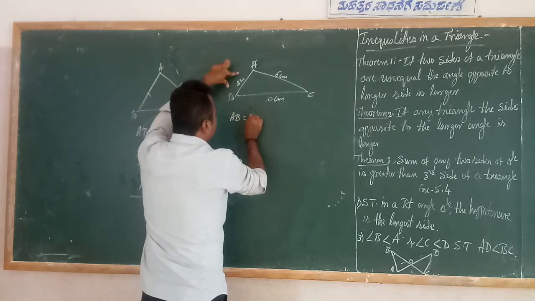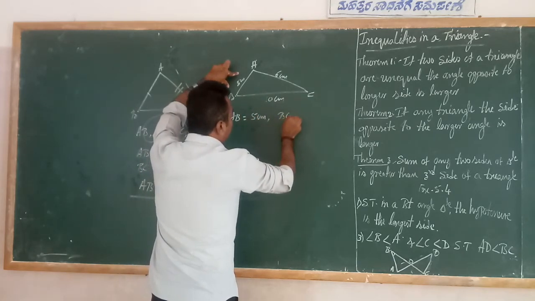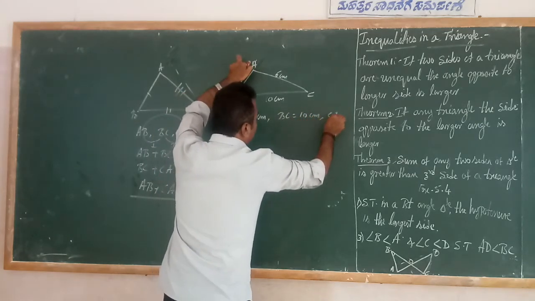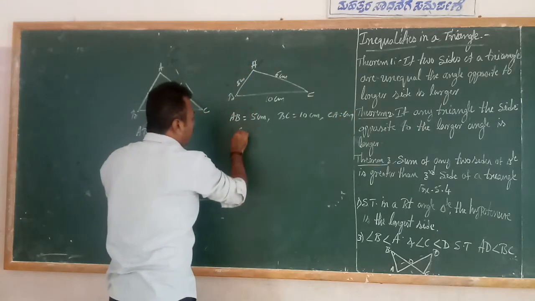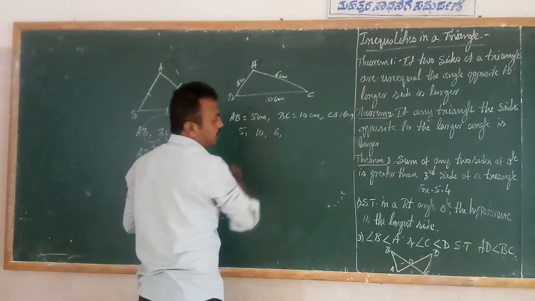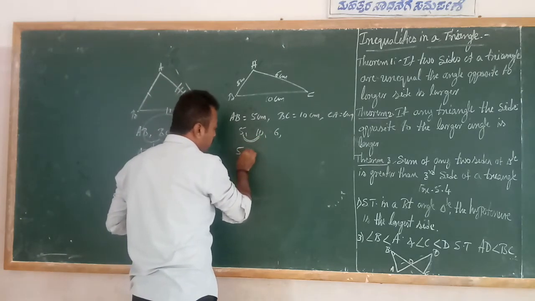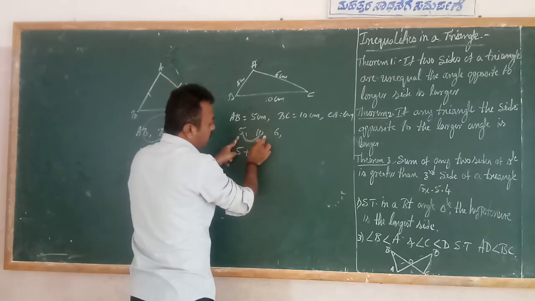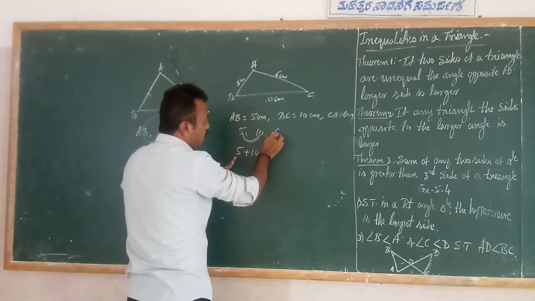AB is equal to 5 centimeter and BC is equal to 10 centimeter and CA is equal to 6 centimeter. In that 5, 10 and 6, first you have to consider this and this. 5 plus 10, AB and BC, correct? So first you have to consider the AB and BC. So this sum must be greater than the third side.